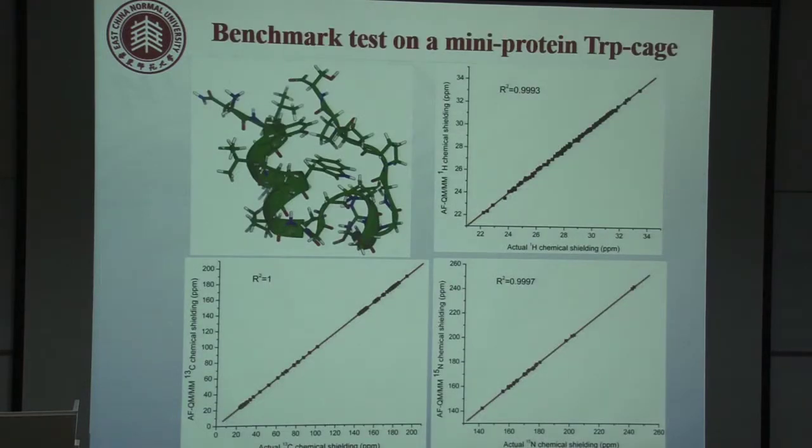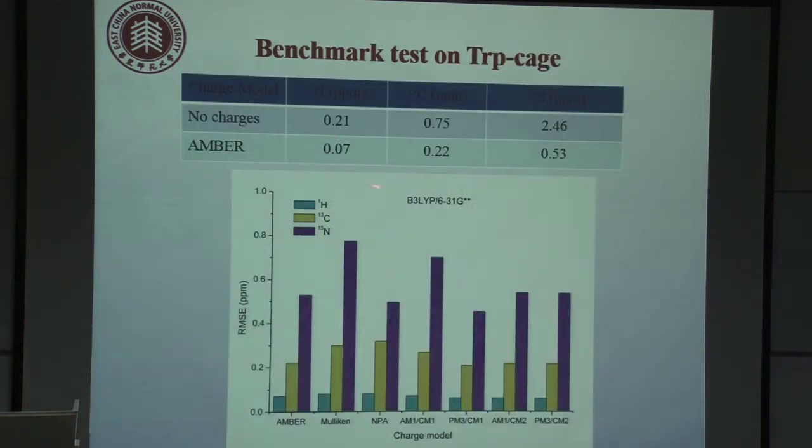This is a benchmark test. We did a lot of tests on small to large systems. And we can see here that the correlation between the full system calculation and the AF-QM/MM calculations is quite remarkable. The correlation coefficient is almost one, and there are no outliers for hydrogen, carbon, and nitrogen. Here, what I want to show is that electrostatic embedding is really the key, as mentioned by a lot of QM/MM people like Jali and Yin Kai. When we introduce the electrostatic embedding using AMBER, the error is significantly reduced compared with when we don't use electrostatic embedding.